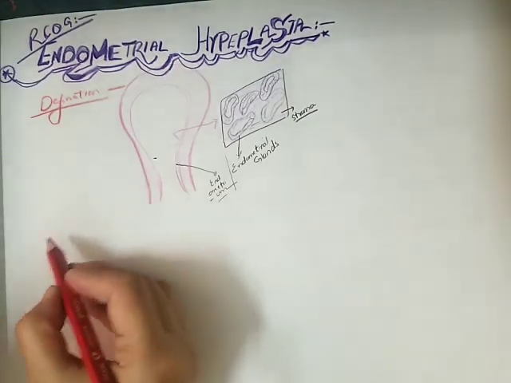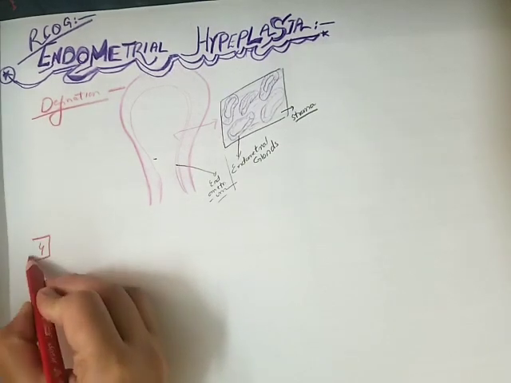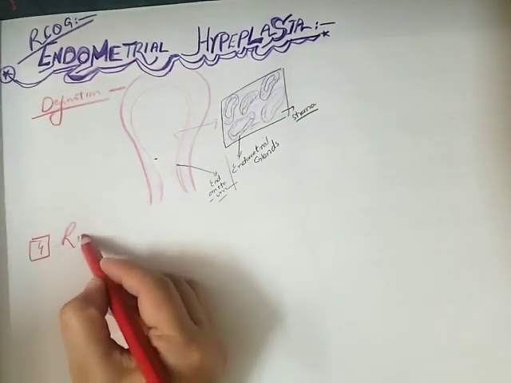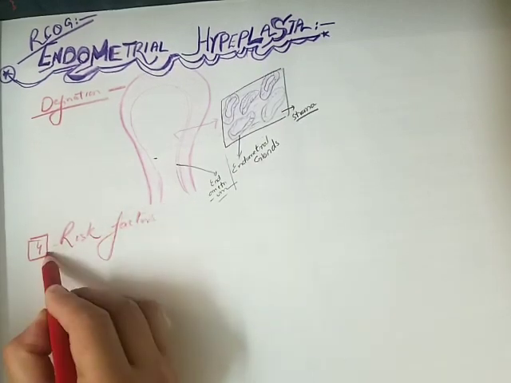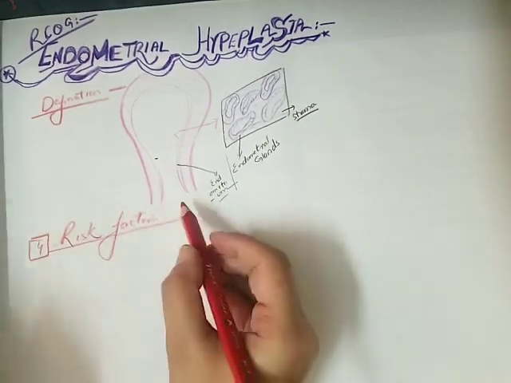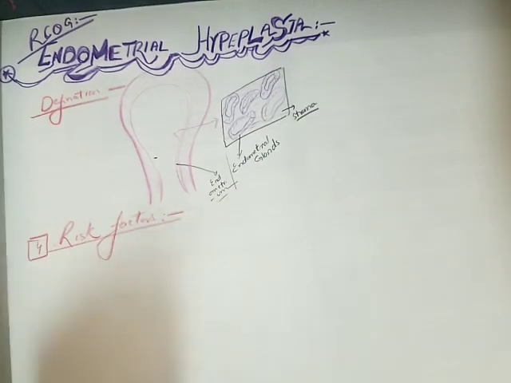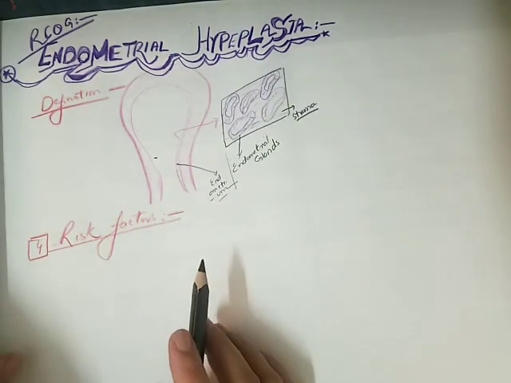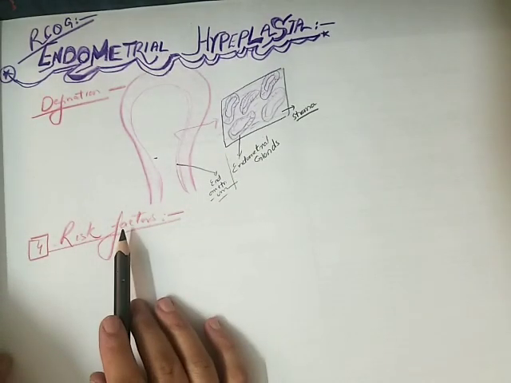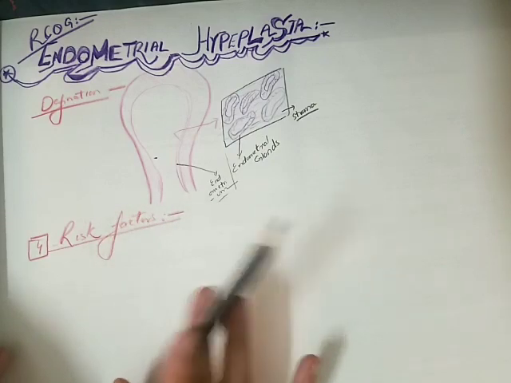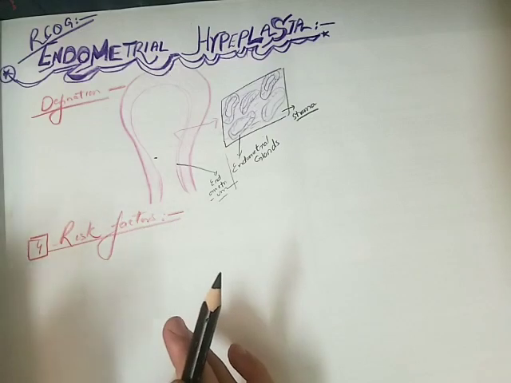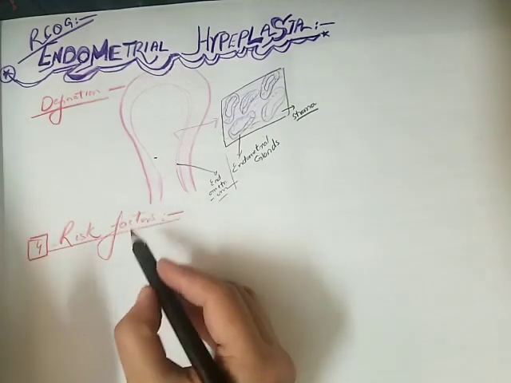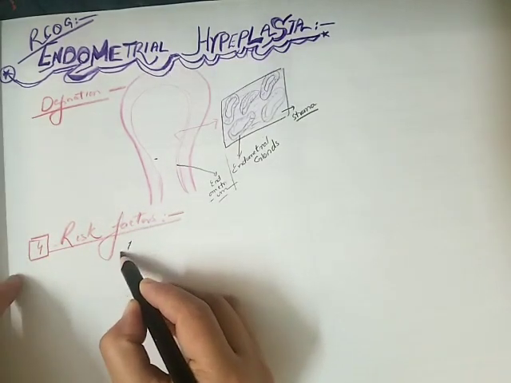Now another point, in point 4 of this guideline, is about the risk factors. If we study the RCOG guideline about endometrial hyperplasia, point 4 is about the risk factors for developing endometrial hyperplasia. It is written that endometrial hyperplasia is often associated with multiple identifiable risk factors, and assessment should aim to identify and monitor these risk factors. So what are those risk factors?